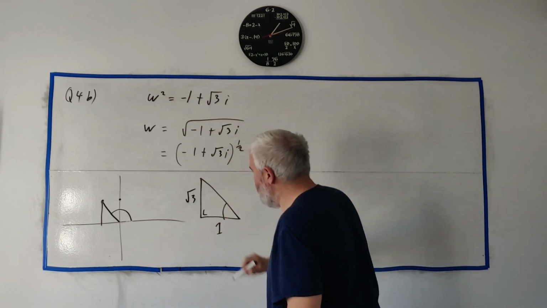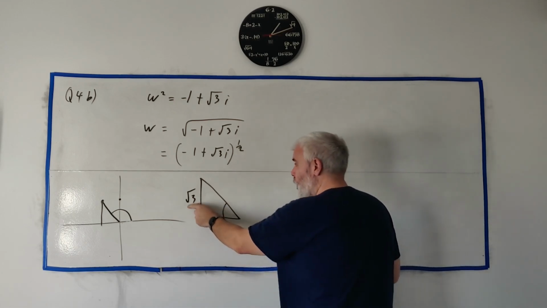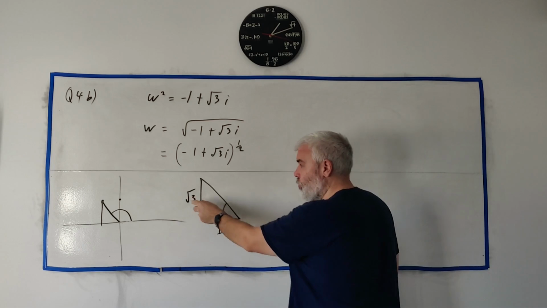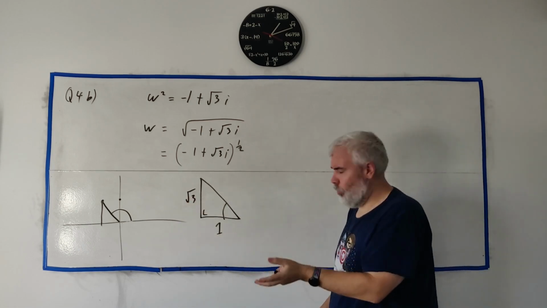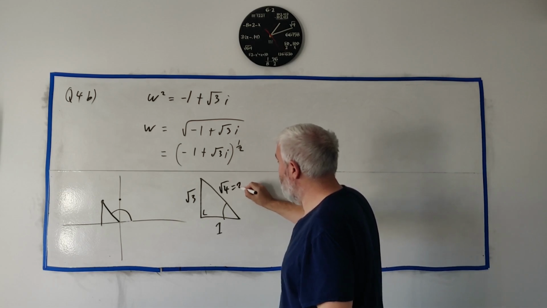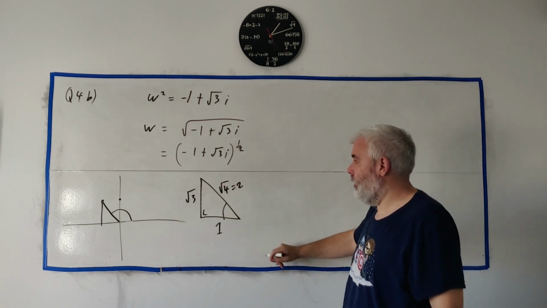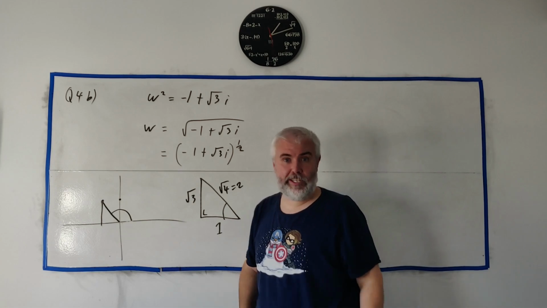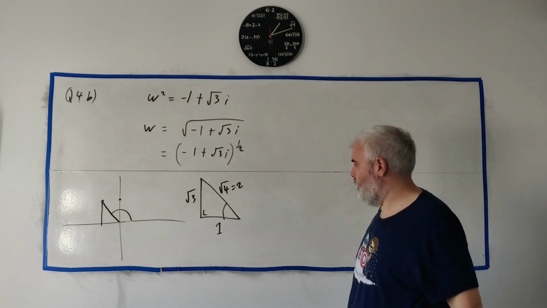So what's this length? First of all, it's a right angle triangle, just Pythagoras' theorem. Square root of 3 squared is just 3. 1 squared is just 1. 3 plus 1 is 4. Square root of 4 is 2. That's the length here. That's one of the important numbers I need for polar form. I'll write out the polar form in a moment.